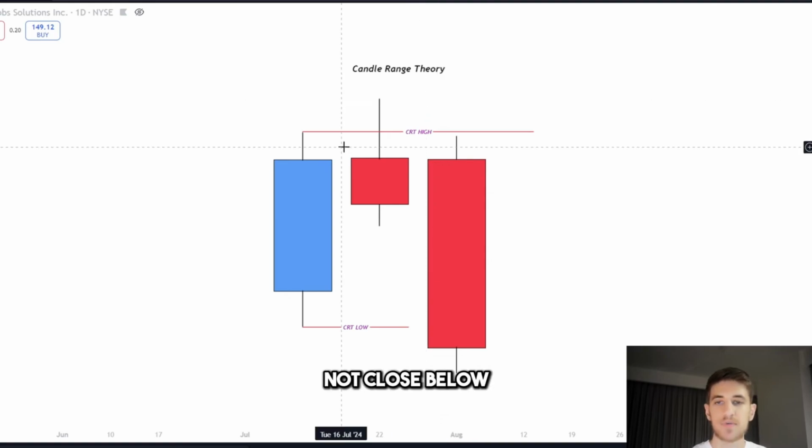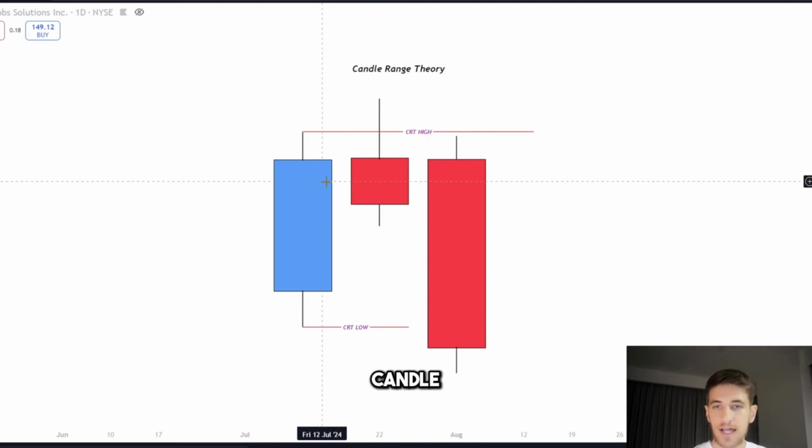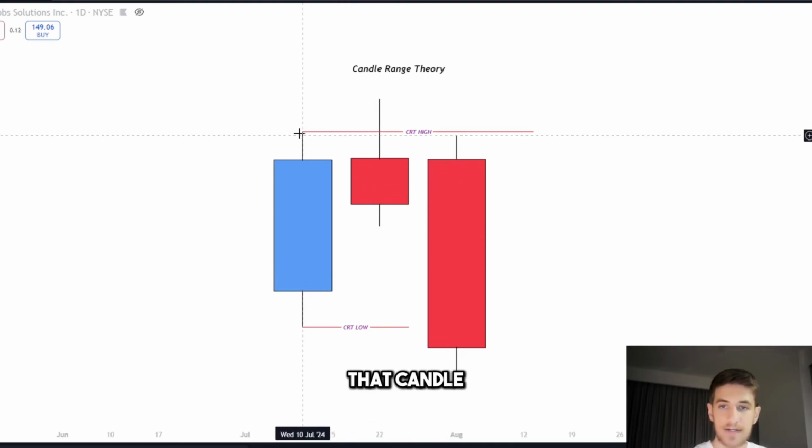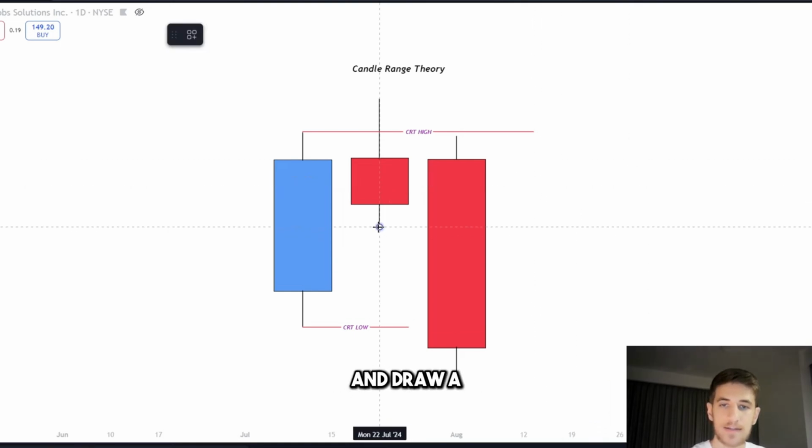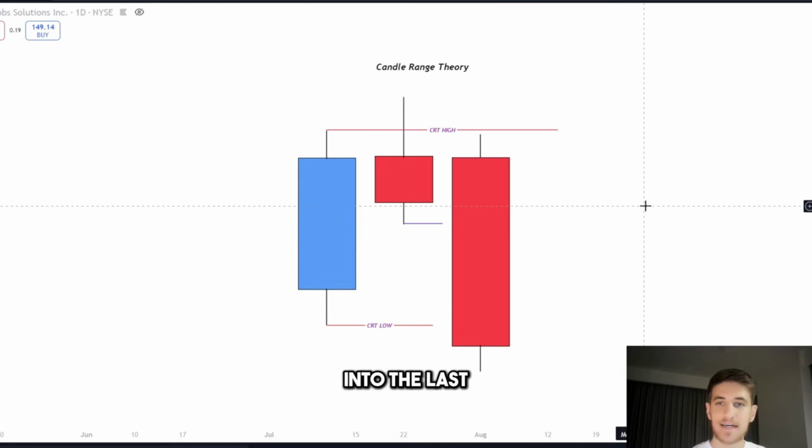If price does not close below the high, then the second step is not there and this setup will not work. So after we have the first candle and the second candle takes out the high of that candle, we're going to move on right into the third step. Now go on to the second candle and draw a line at the low of this candle. Now let's get into the last step of this concept.